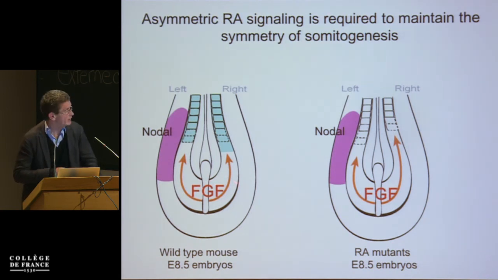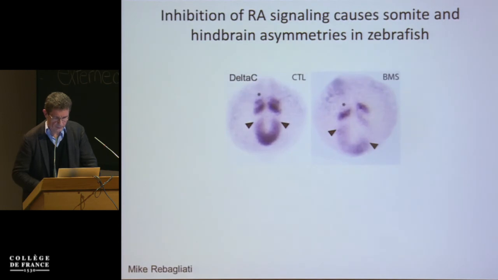And so the conclusion here is that the system is important to maintain the bilateral symmetry by maintaining an antagonism between retinoic acid signaling and FGF signaling. In parallel to these experiments, Mike Rebagliati, who was a postdoc in the lab, started to look at this in zebrafish. The lab of Juan Carlos Izpisua Belmonte had shown that in zebrafish, if you block retinoic acid signaling, you get the same sort of asymmetries of somite formation that I showed you.